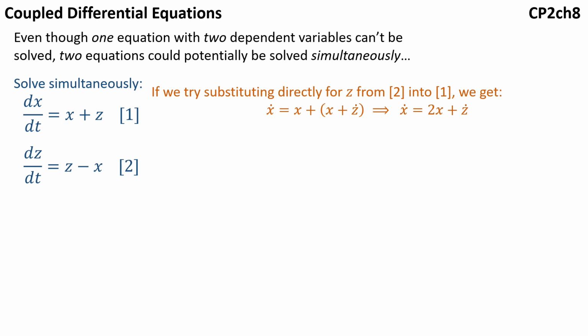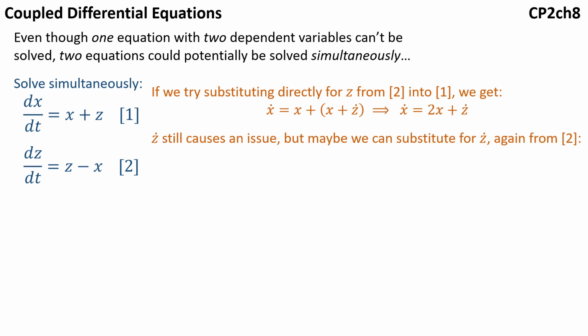Unfortunately, although this does get rid of the z, it introduces a z dot, or dz by dt, the derivative of z with respect to t. Well, not necessarily a problem. Maybe we go again. Maybe we see what we can swap out for z dot. But z dot from equation 2 can be written in terms of z and x. If we do that, we just get back to where we started.